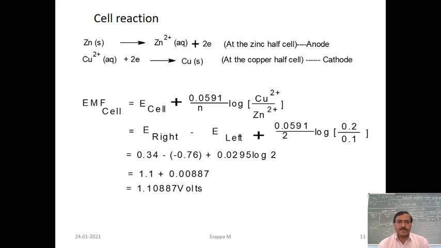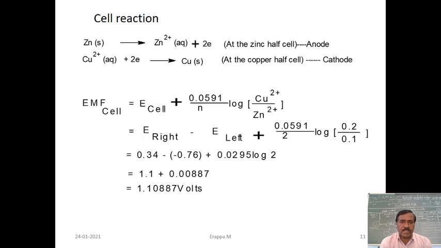Cell reaction. Zn solid goes into the solution, forming zinc ions and liberating electrons at the zinc half cell, that is the anode. Zinc goes into the solution. Next, at the cathode, copper ions take up the electrons, forming copper which is deposited as solid at the copper half cell. That is the cell reaction.